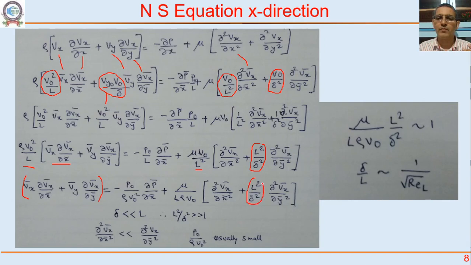Now here is the deal. What is delta by L? Delta by L is small. So L square by delta square is very, very large. What can we say about the magnitude of these two terms? Magnitude of this term is negligible as compared to the second term. I can even neglect that.